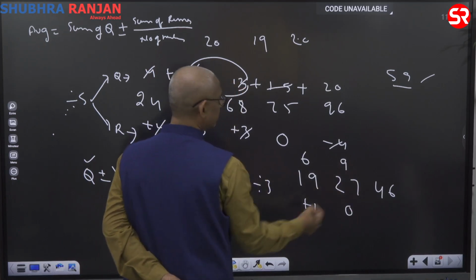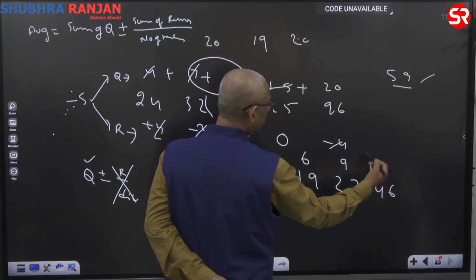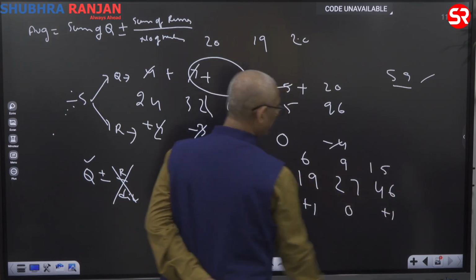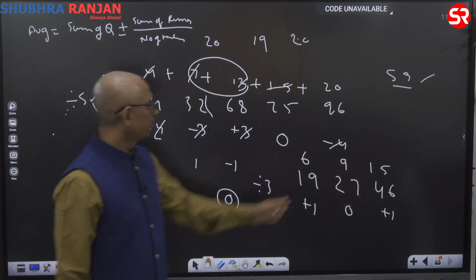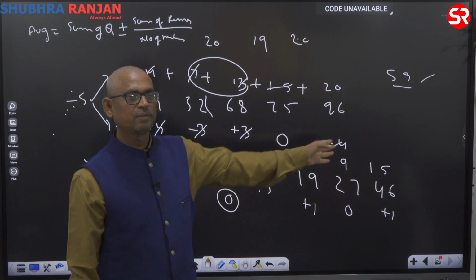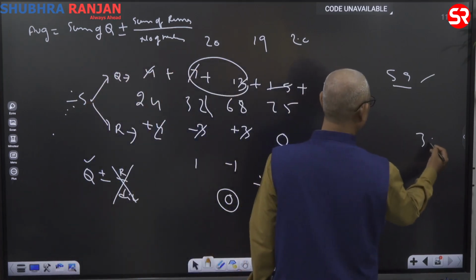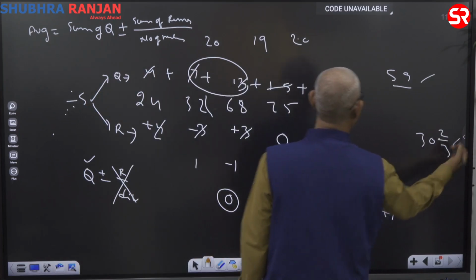Remainder 0. Next, 3 1s are 3. 3 5s are 15, so remainder 1. So 9 plus 6 is 15, 15 plus 15 is 30. 32 by 3 is the answer.